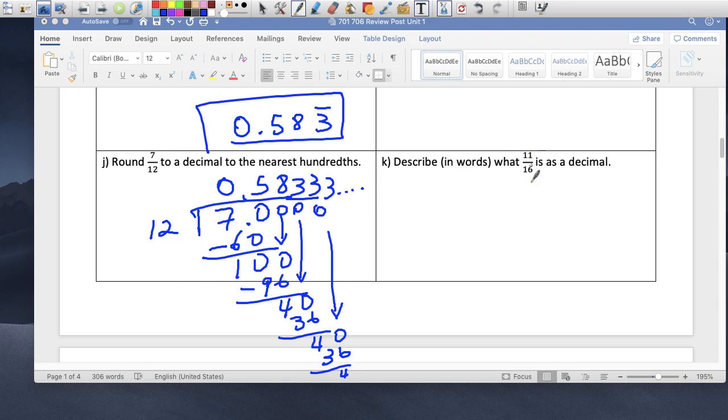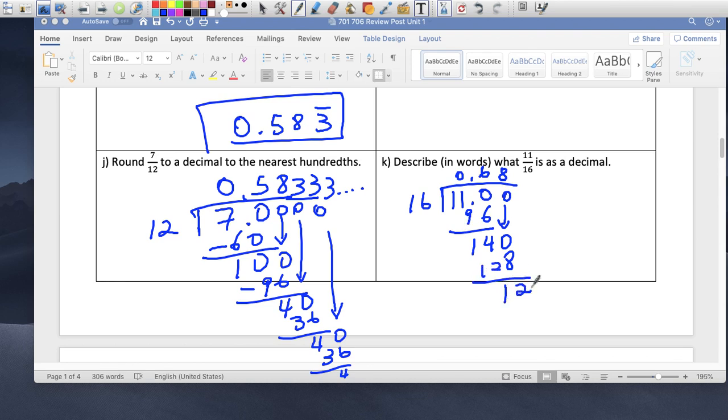And then describing words, what 11/16 is as a decimal. Well, I want to divide first before I describe it, right? 16 does not go into 11, so let's add a decimal. 16 goes into 110 6 times, which is 96. 6 times 6 is 36, carry 3, 96. We're going to have 14 left over. Bring a 0 down. 16 goes into 140 8 times. 8 times 6 is 48, carry 4, 128. We're going to have 12 left over.